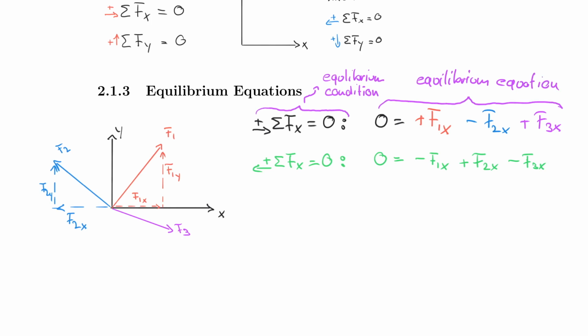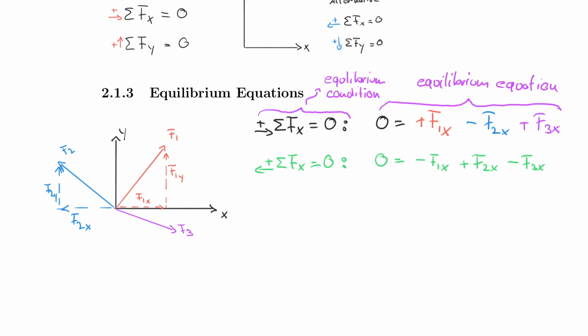So now that that is clear, let's also complete it for the y direction. So the sum of the forces in the y direction is equal to 0, colon, and my positive direction is upwards. And now I can state that 0 is equal to plus f1y plus f2y minus f3y.